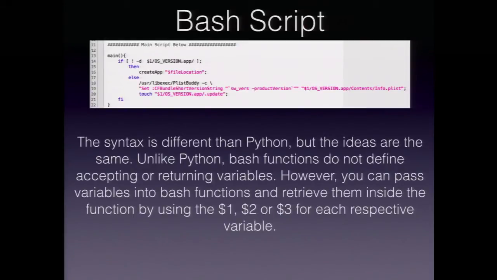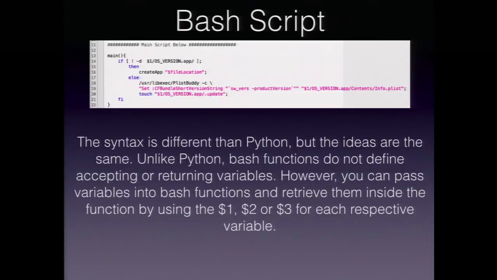All right, we'll go through this line by line real quick. So we have our main function here in bash. It's similar syntax to Python, but it's a little different how you define these functions. So basically, we go ahead and look for the path that we defined earlier, which is $1, where we're going to pass it into main, and it'll be the first variable that main gets run with.